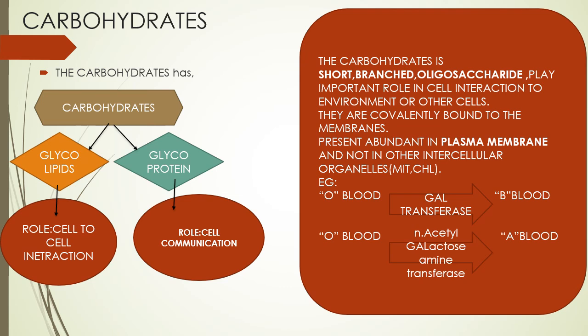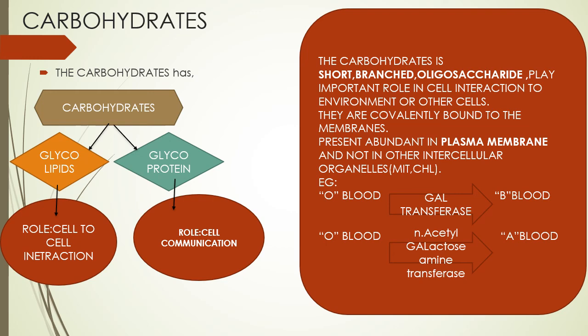For example, in O blood group, in presence of galactose transferase, galactose will be added, so they form B blood group. And in presence of N-acetylgalactosamine transferase, N-acetylgalactosamine will be added to the O blood group and they form A blood group. When both enzymes, galactose transferase and N-acetylgalactosamine transferase, are present, they form AB blood group. So, they play an indispensable role in the blood group.